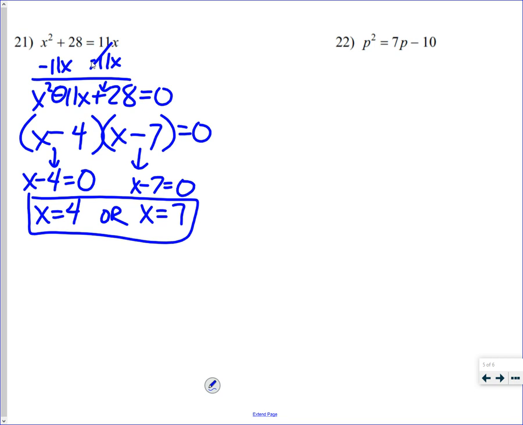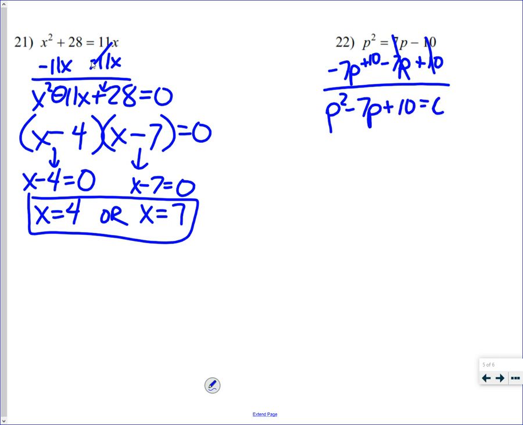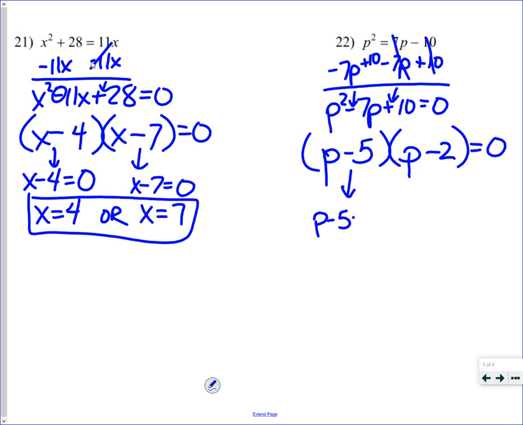And for number 22, again, don't move the p squared. Let's move the other stuff. Be careful with your signs. Almost wrote an x right away. This tells me same signs. This tells me they're both negatives. Multiplies to be 10, adds to be 7. That's 5 and 2. So p either equals 5 or it equals 2.